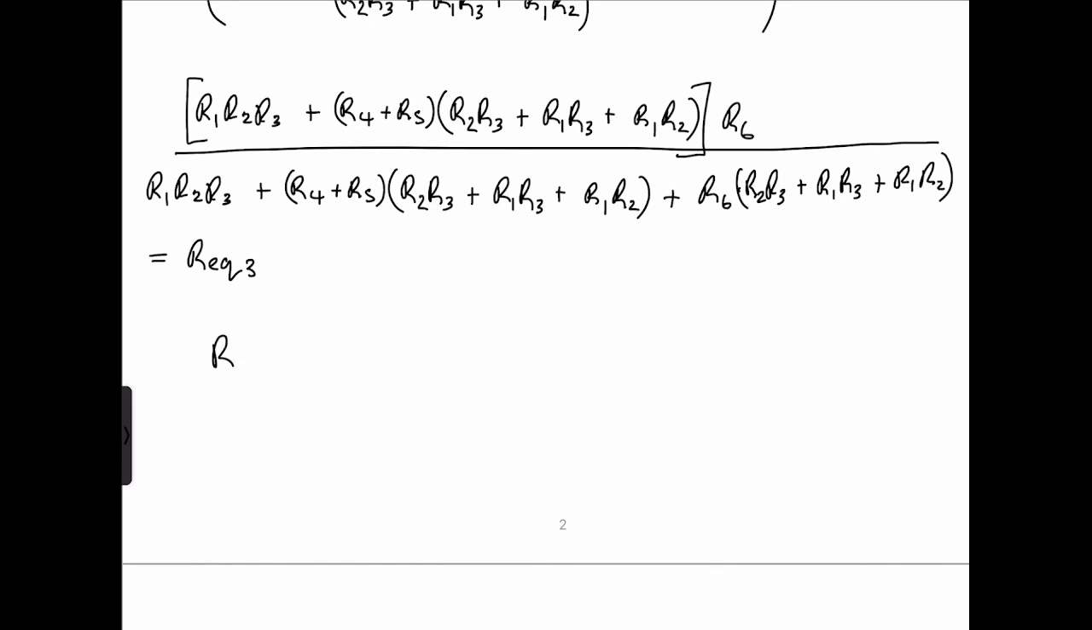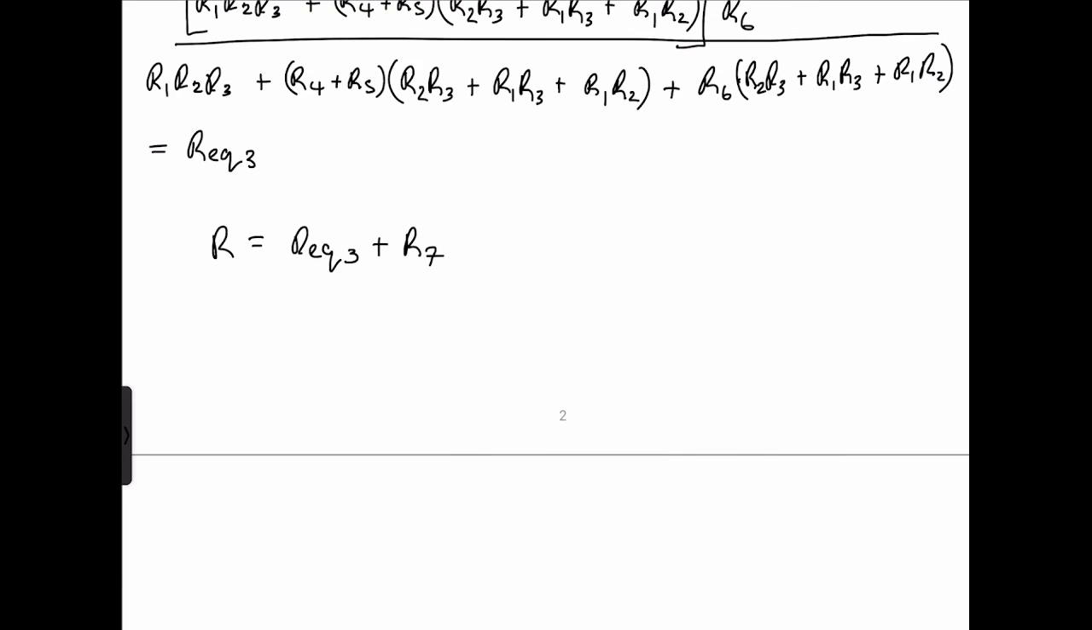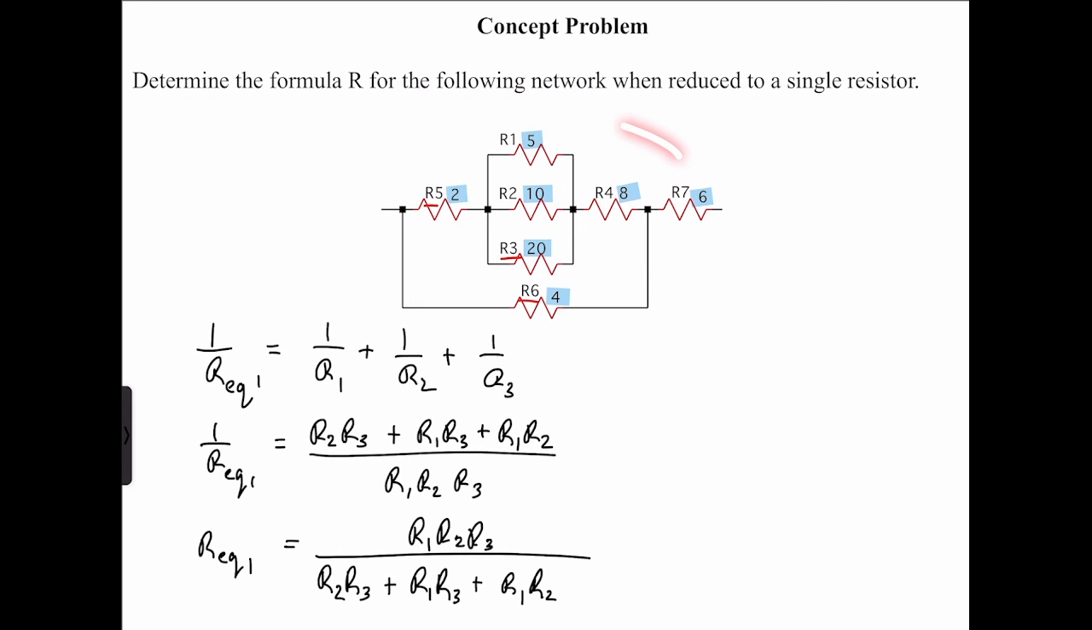So R is equal to R equivalent 3 plus R7. And that's the formula for the single resistance, or the single resistor. So basically we're asked to find the formula that represents the equivalent resistance of the following network. We just found that if we plug each resistance in for the resistors, we can find the equivalent resistance.